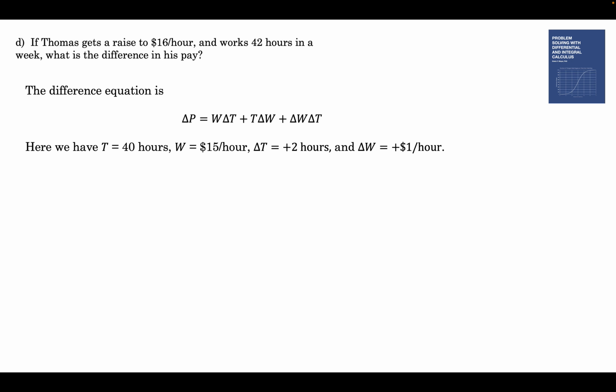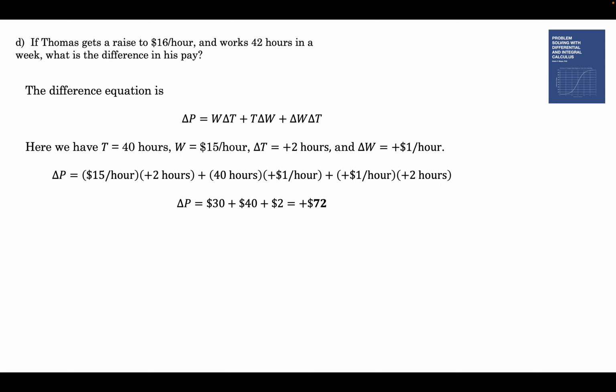So now 2 things are changing. So W is 15, delta W is $1 per hour, T is 40, delta T is plus 2. We stick all those in and we get $72 more. $1 extra per hour, 2 hours extra. But of course, it's $1 extra per hour for not just the extra 2 hours, but for all 42. So it's different by plus 62. That's the change.